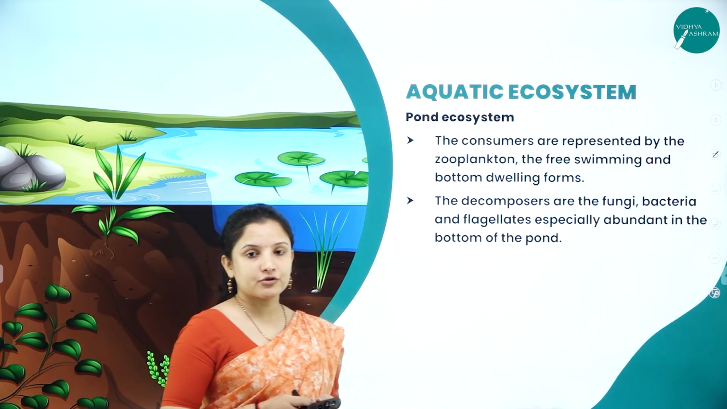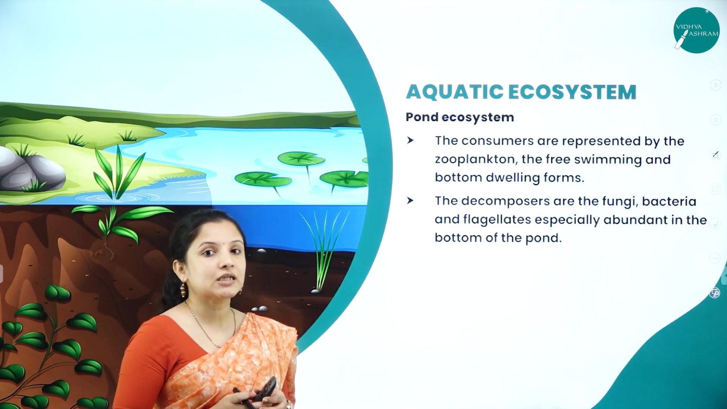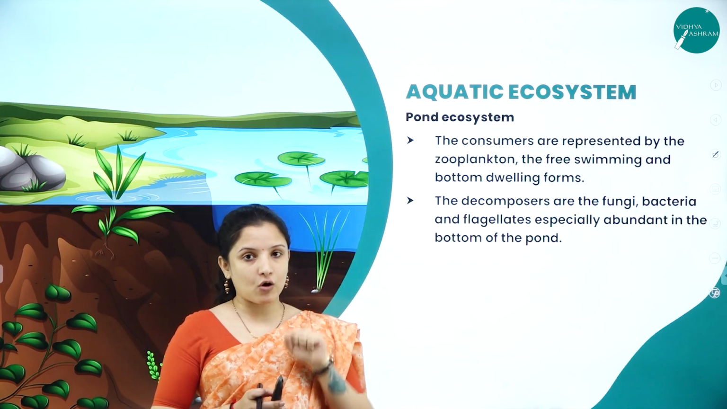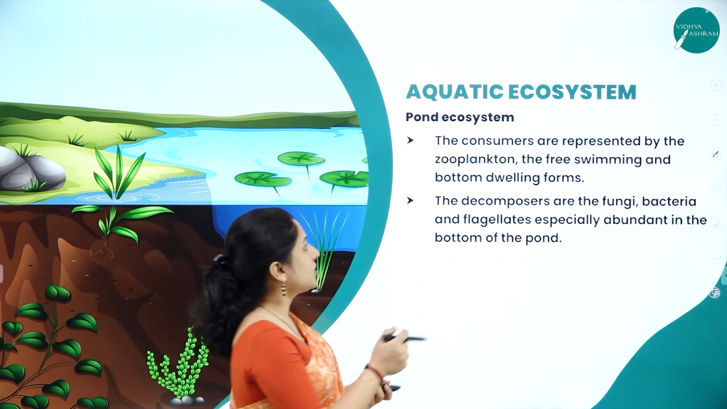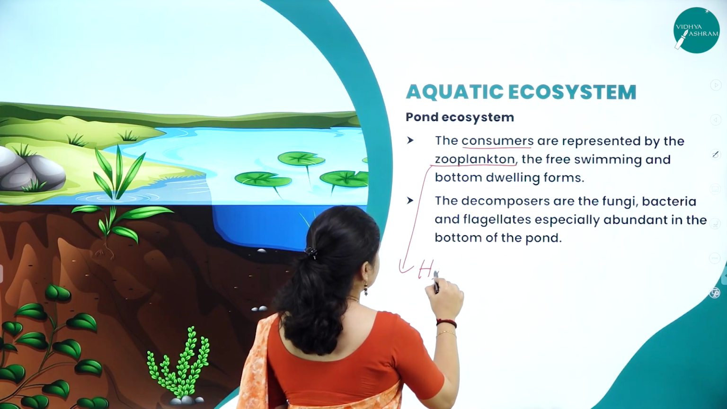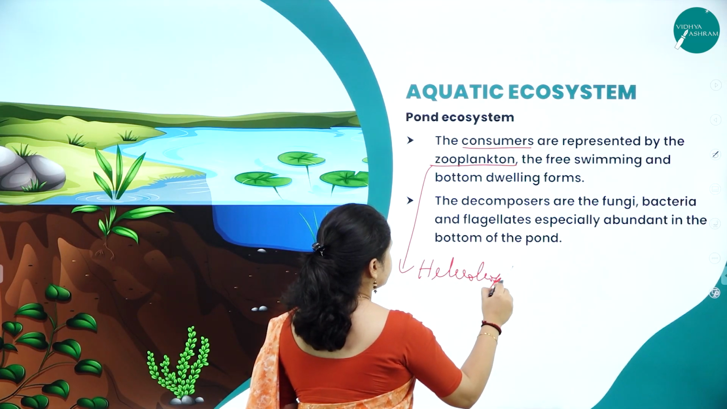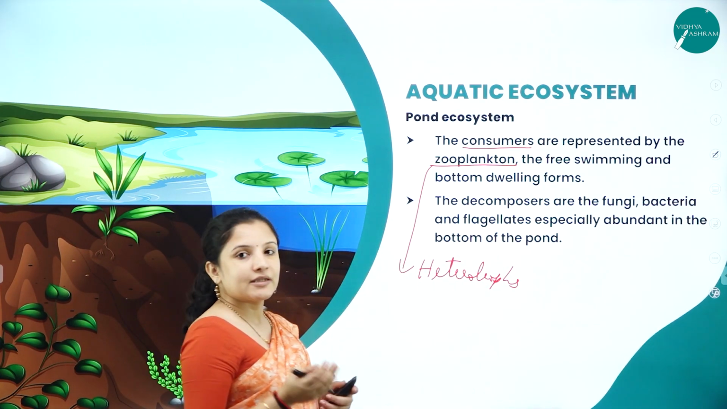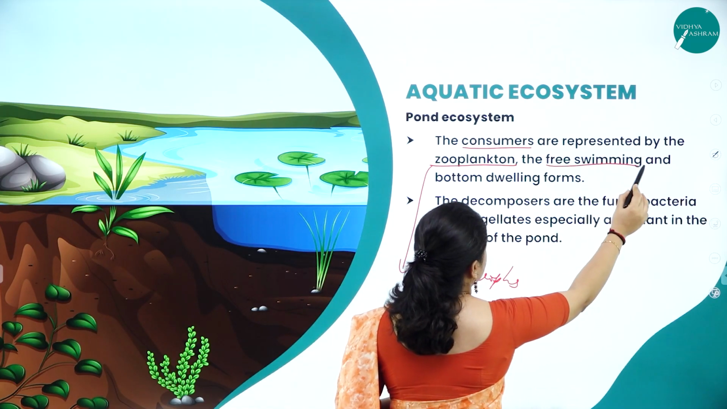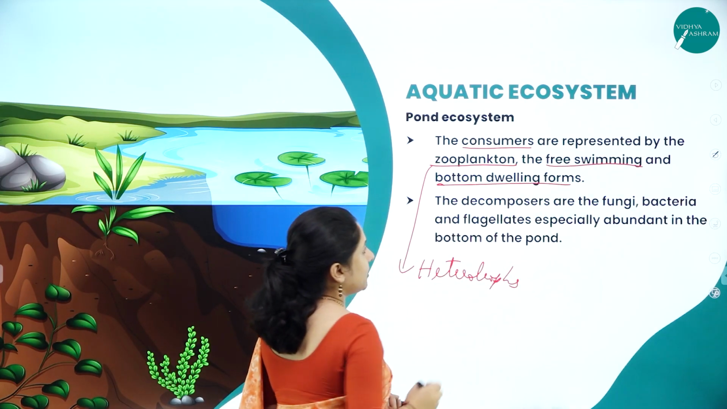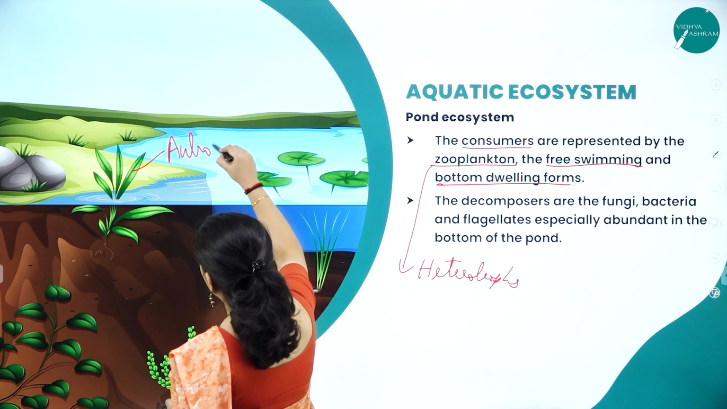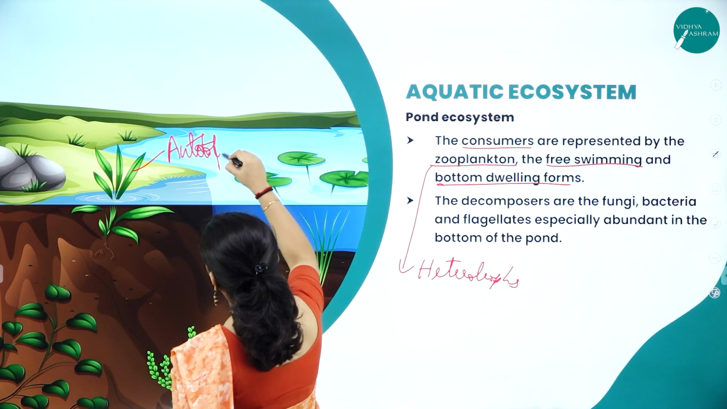After the autotrophs come the heterotrophs. The heterotrophs are the consumers because they feed on the autotrophs to obtain energy. The consumers are represented by the zooplanktons. These zooplanktons are nothing but heterotrophs, because they depend on the autotrophs for their food. The zooplanktons can be free swimming or bottom dwelling forms. So what are the components? We have the autotrophic components such as the plants.